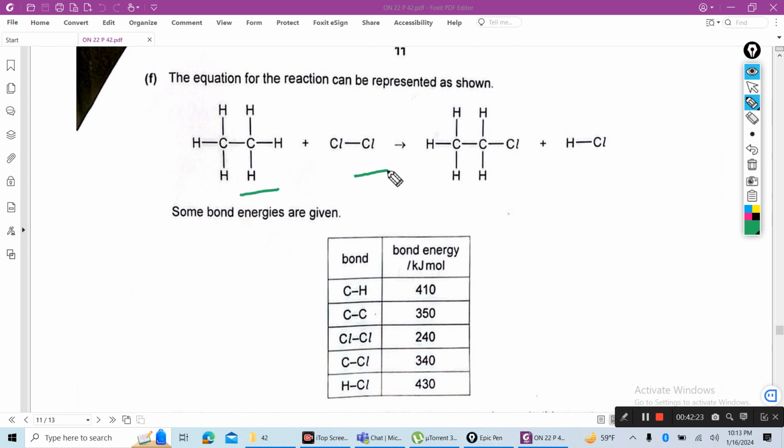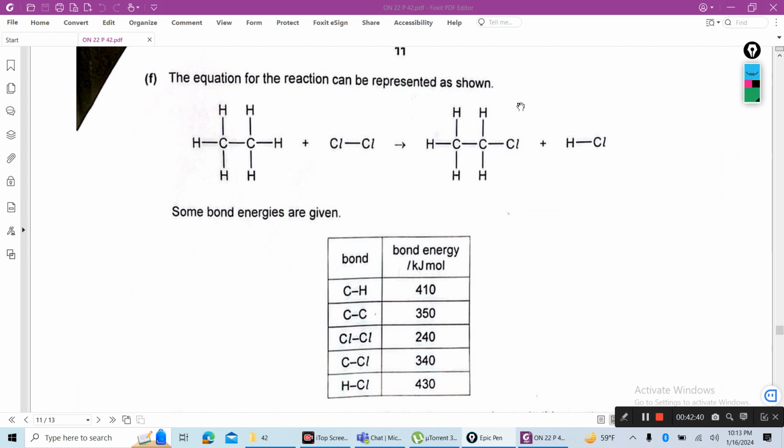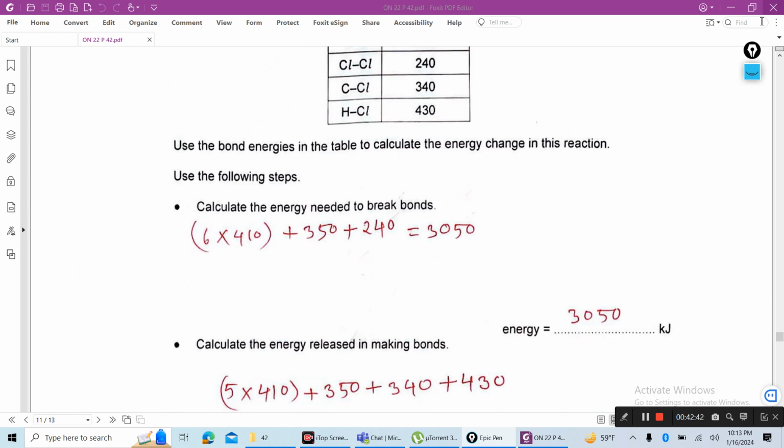Ethane reacts with chlorine, and chloroethane and hydrogen chloride are formed. This is the displayed formula. The bonds are given and the bond energy values, the bond enthalpy values, are given. So, use the bond energies in the table to calculate the energy change in this reaction.